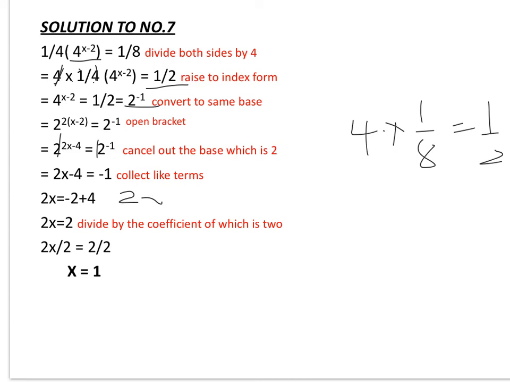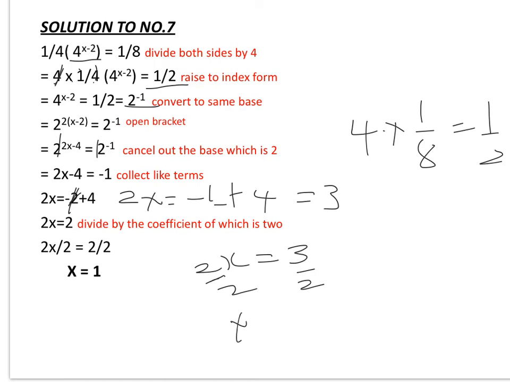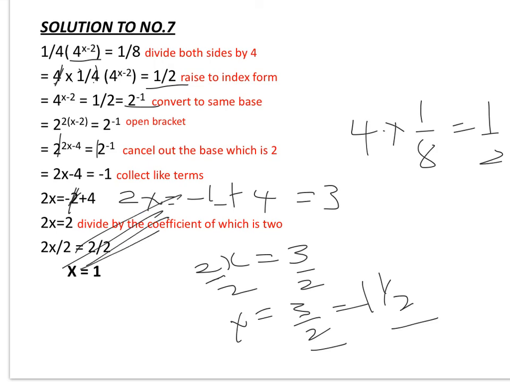This is 2x equal to minus 1 plus 4, not minus 2. Minus 1 plus 4 is equal to 3. So 2x is equal to 3. Divide through by 2. x is equal to 3 over 2, which is equal to 1 whole number 1 over 2. So x is equal to 3 over 2, or 1 whole number 1 over 2. So this is wrong. This is the answer. Don't get confused by the mistake.